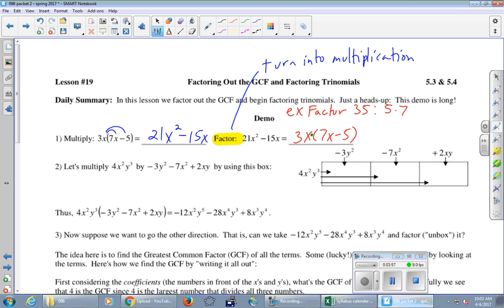Okay, so let's first do another multiplication. It says multiply 4x squared y cubed by all of this stuff. And we'll remind ourselves of how to use the box. We introduced this last class. So you can see the 4x squared y cubed is out on the left-hand side, and then the other three terms are across the top. And then remember, inside the box, you just write the area of each rectangle. So 4x squared y cubed times negative 3y squared, negative 12, x to what power? Second, y to what power? Fifth, right? We're multiplying y cubed, y squared, and we know we just add those powers.